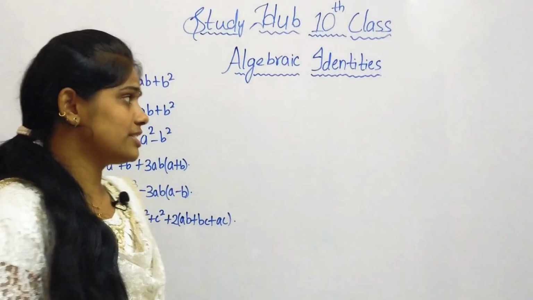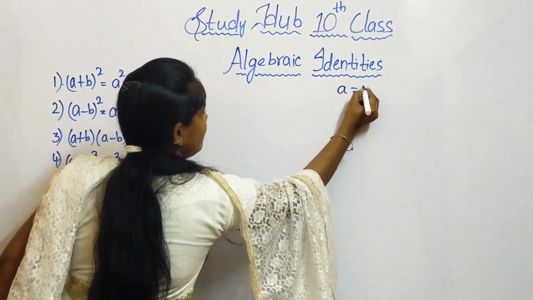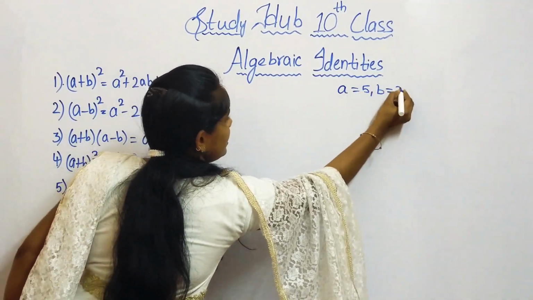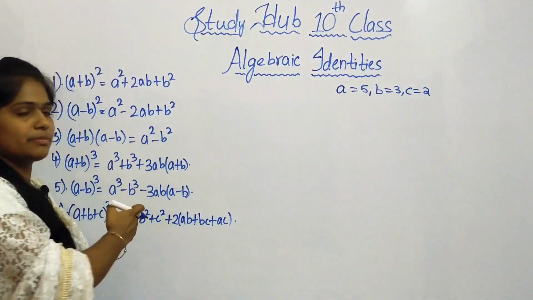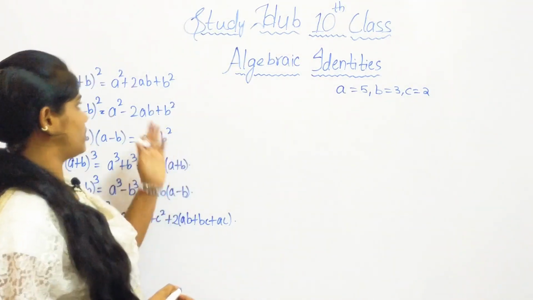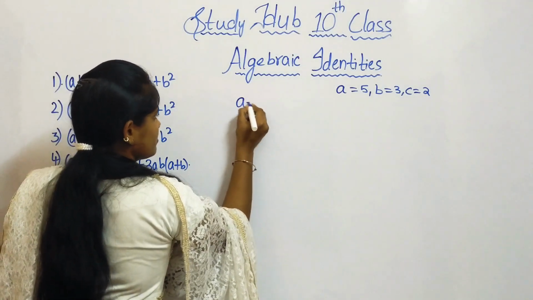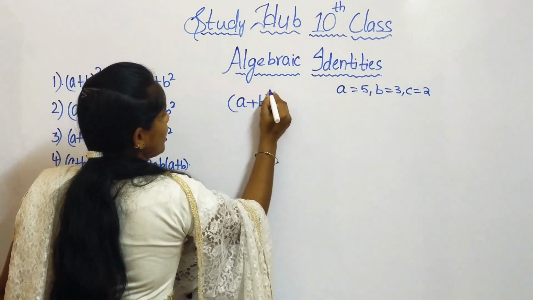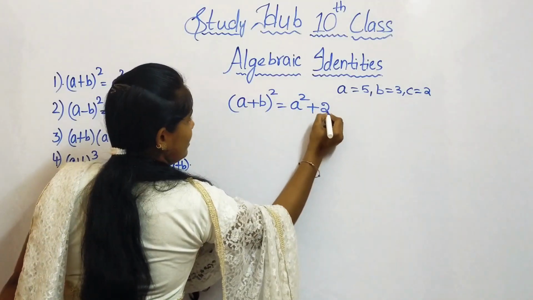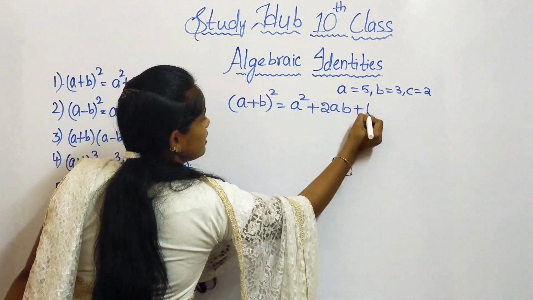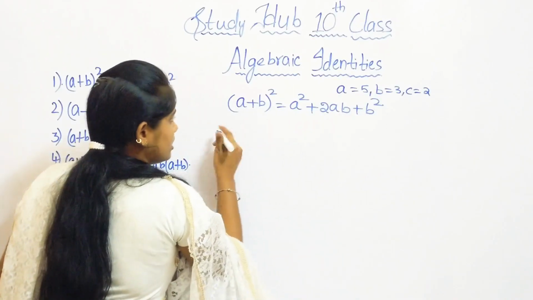So, here let us consider the values of A, B and C as 5, 3 and 2 for all these algebraic identities. So, let us start with the algebraic identity number 1. That is A plus B whole square is equals to A square plus 2AB plus B square. Now let us try to substitute these ABC values into this.